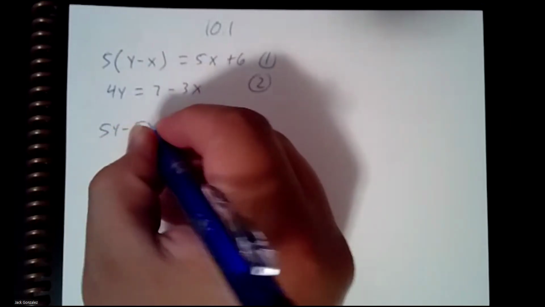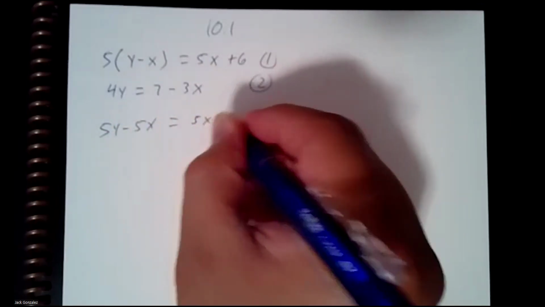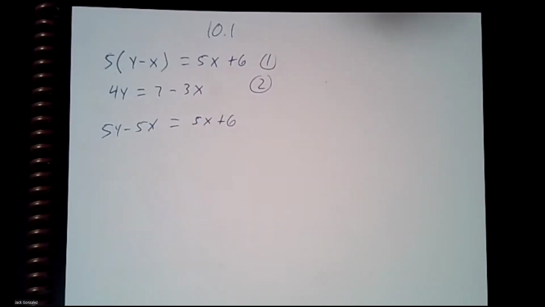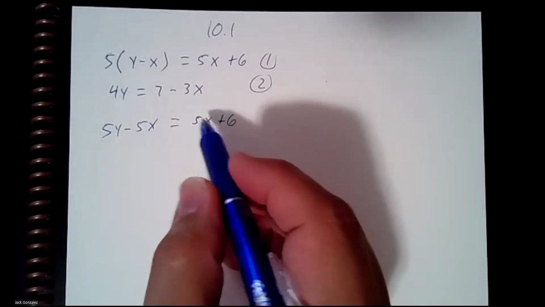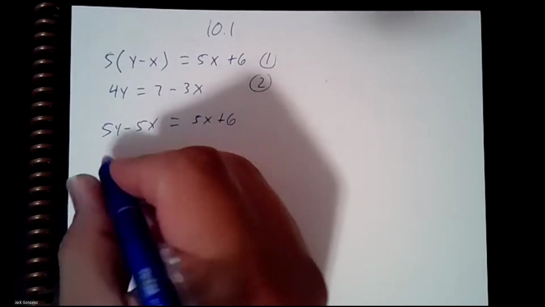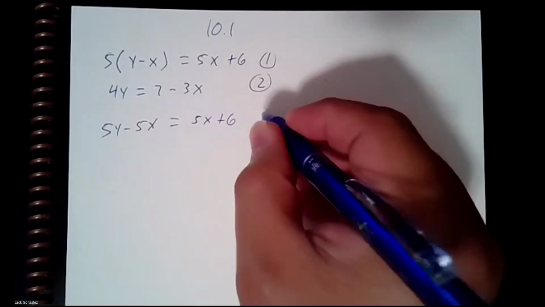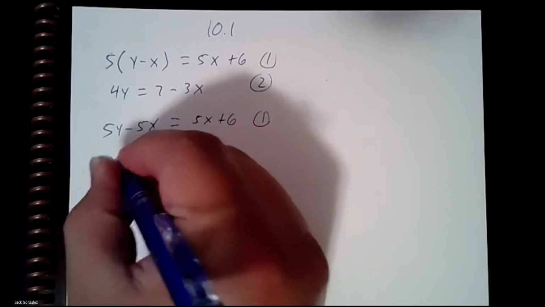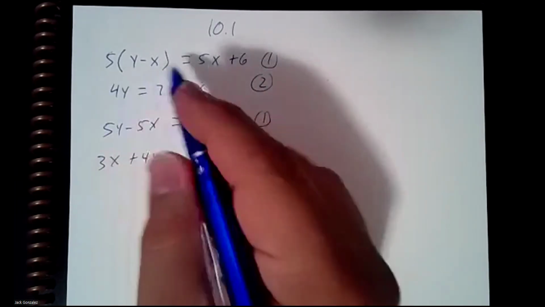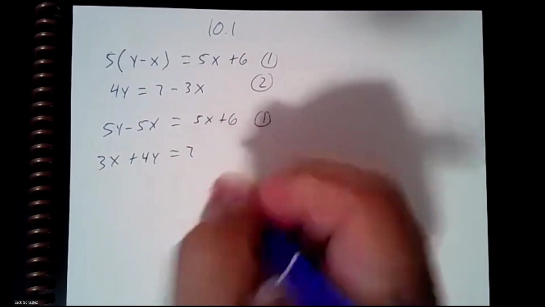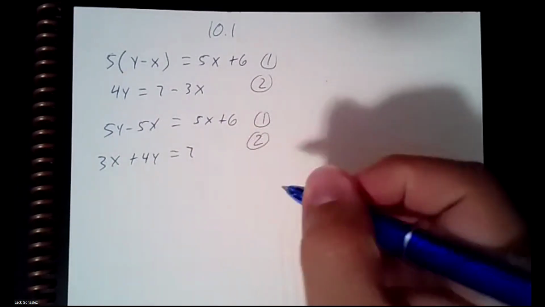So for the first one, I'm going to multiply everything by 5. That'll be 5y minus 5x equals 5x plus 6. Now I'm going to get these in order. I didn't change this guy. I'm going to add this over here, but this is still number 1. So I added the 3x over there, or added it to both sides, really. So equation 2 is ready to go.